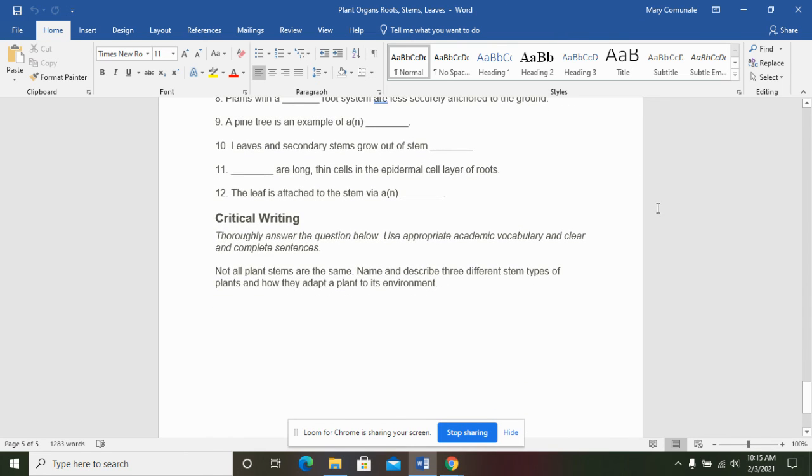Critical writing. Not all plants' stems are the same. Name and describe 3 different stem types of plants and how they adapt a plant to its environment. So here I want you to just do a basic Google search. You could type in 3 different types of stems. You could think about different areas that plants grow and maybe look up what type of stem they have, like look up a cactus and a rose, or an orchid, and then see what their stem does for them. What is their use?